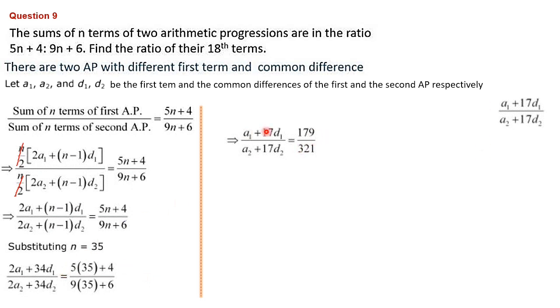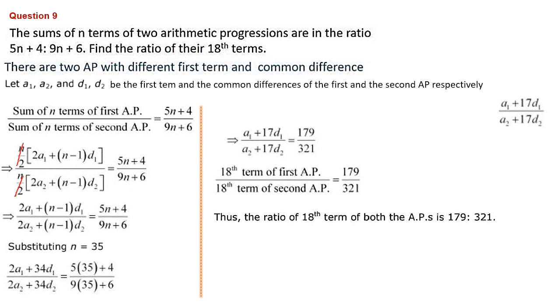Then a1 plus 17 d1 is our 18th term. The 18th term of the first AP is a plus 17 d. So a1 plus 17 d1 divided by a2 plus 17 d2 is equal to 179 by 321. That is the 18th term of the first AP divided by the 18th term of the second AP, equal to 179 by 321. This is what we had to find out: the ratio of the 18th terms. So the ratio of the 18th terms of both the APs is 179 is to 321.